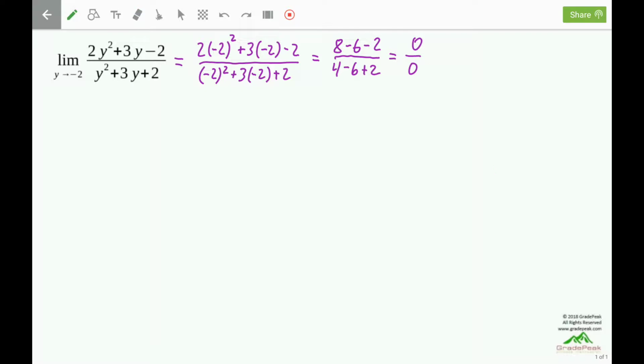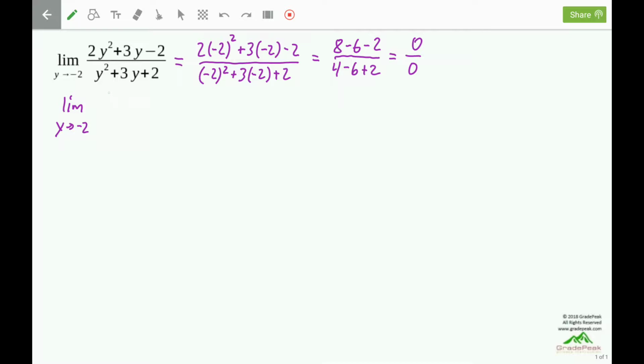These are power functions. We will try the factor and cancel method. Limit as y goes to -2. Now remember, when you're doing these factor and canceling, since we are getting 0 over 0 and y is going to -2, that means I expect a y plus 2 factor to happen in the numerator and denominator. That can help you determine if you're factoring it correctly.